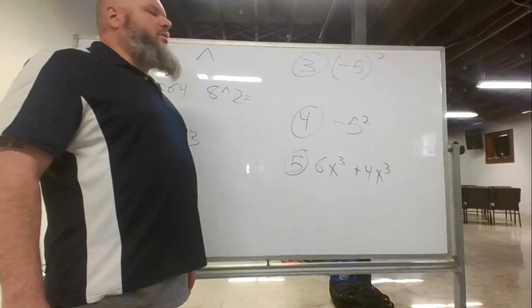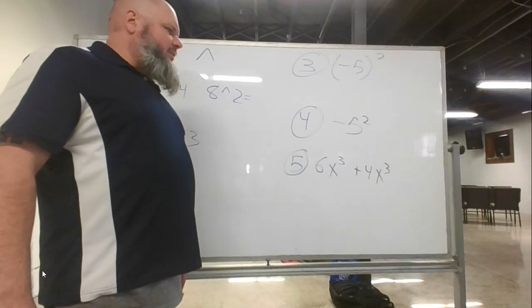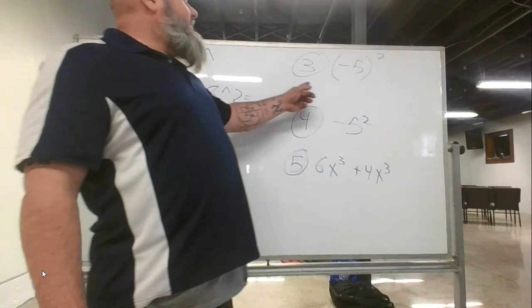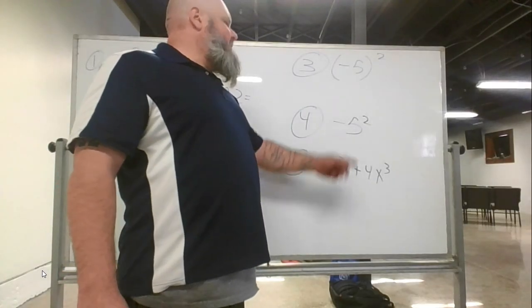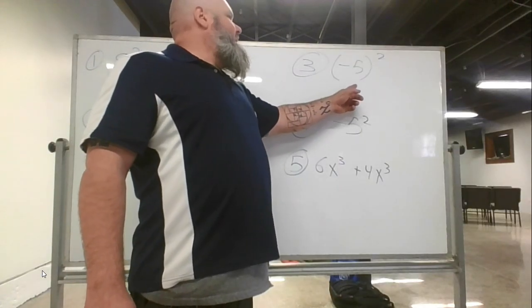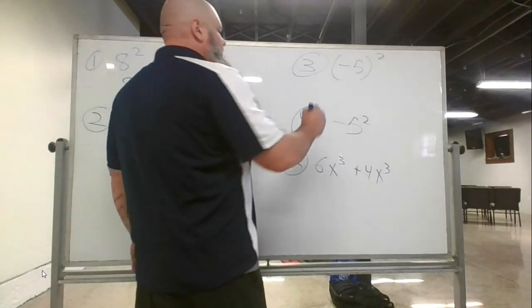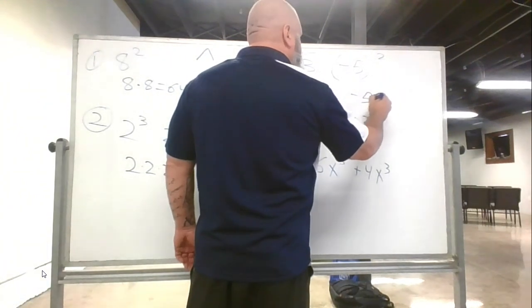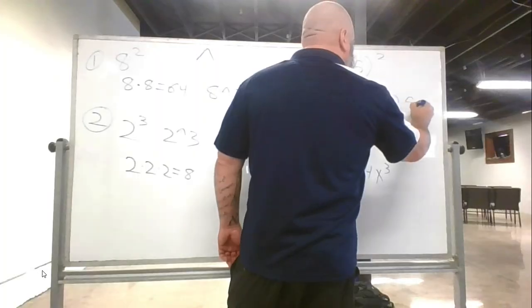Now I want to look at problems 3 and 4. This is where students are going to make a mistake, if they're going to make a mistake. I've taught this for years. This is where students get hung up. Number 3, at first glance, you say, well, negative 5 squared, and number 4 is negative 5 squared. But if you look at number 3, the negative 5 is in parentheses. So the negative 5 is your base. So I'm going to have negative 5 times negative 5, and negative 5 times negative 5 is a positive 25.